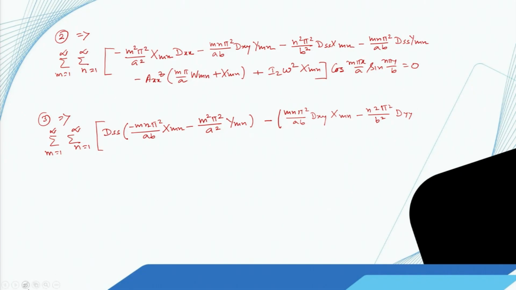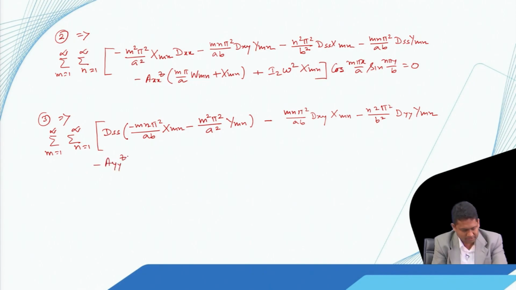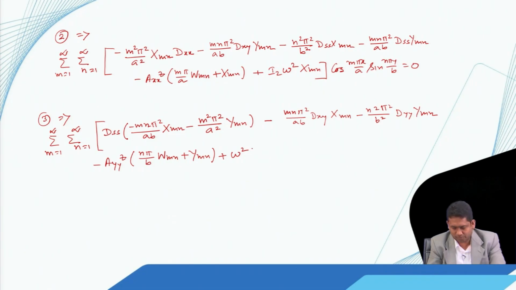So, this bracket is not required here. Into ymn, and then we have minus ayyz into n pi by b multiplied by wmn plus ymn, plus we have omega square y2 ymn, and this entire thing is equal to 0. So, this is quite straightforward.